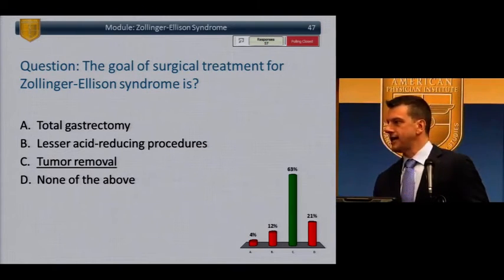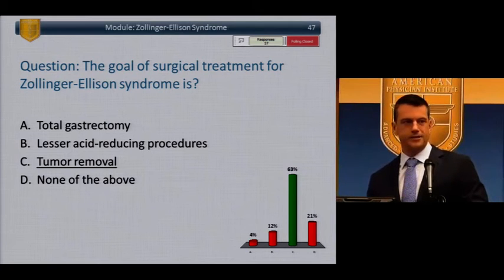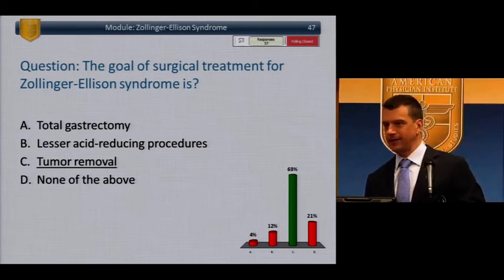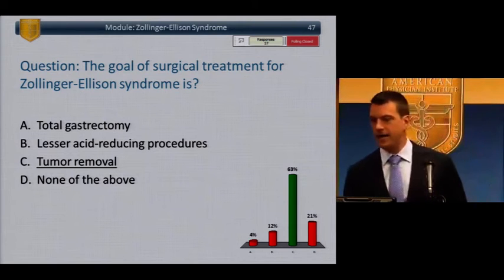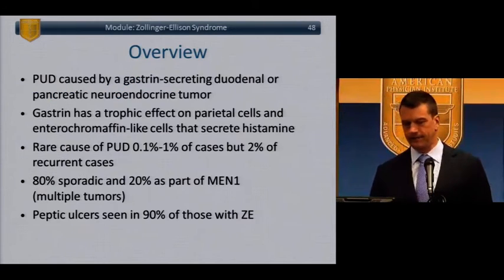Tumor removal is, again, the treatment here. Remember, these are pancreatic neuroendocrine tumors. They can be anywhere. We'll talk about the gastrinoma triangle, but they can be in the stomach, the duodenum, the pancreas. Simply getting rid of the entire stomach is not your first choice.